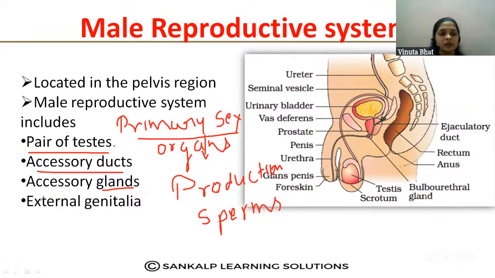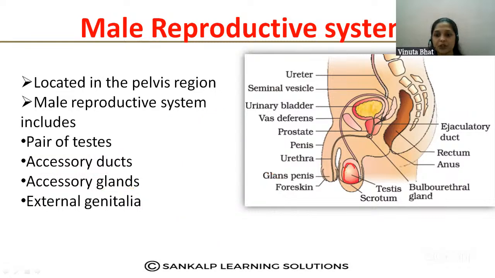Okay, so let us study about the primary sex organ, that is the testes, right? You can observe the testes in this structure. These are oval shaped structures. These are nothing but testes. They are a pair of testes. So these testes are located within the scrotum.